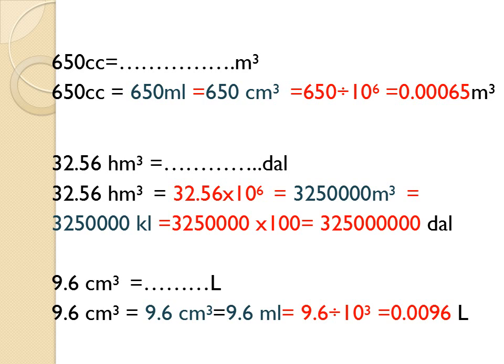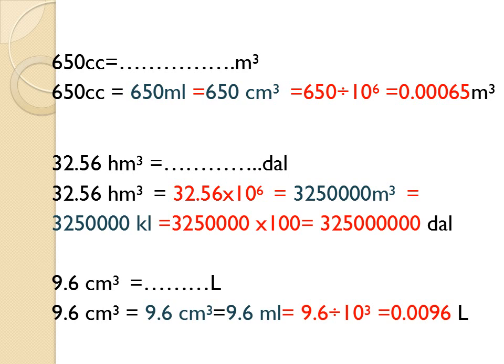In this case we can reach the meter cube from milliliter by using what? Centimeter cube. So 650 milliliter equal to 650 centimeter cube. From centimeter cube to meter cube, as usual we divide it by 10 power 6, which becomes 0.00065 meter cube.